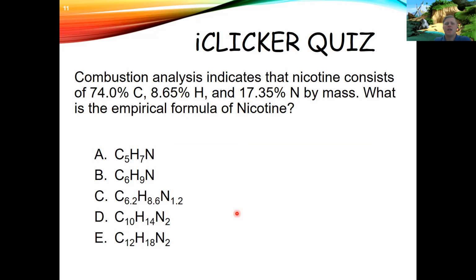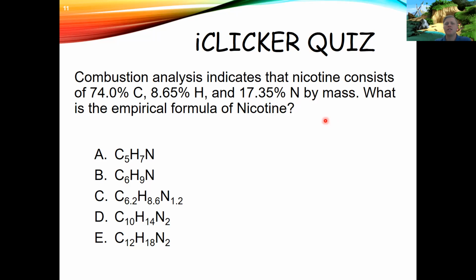So in this combustion analysis, this is of nicotine. We find that nicotine consists of 74% carbon, 8.65% hydrogen, and 17.35% nitrogen by mass. And I want you to find for me the empirical formula of nicotine. Go ahead and pause the video and work on this.